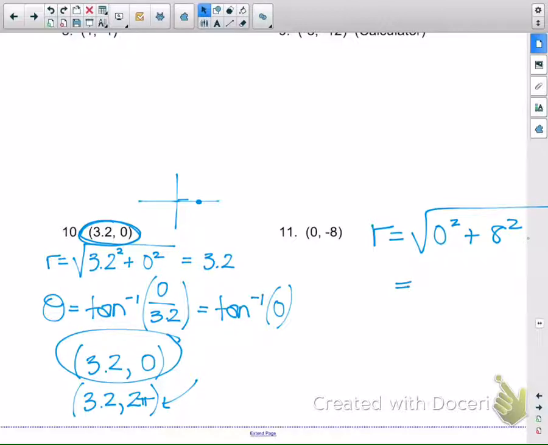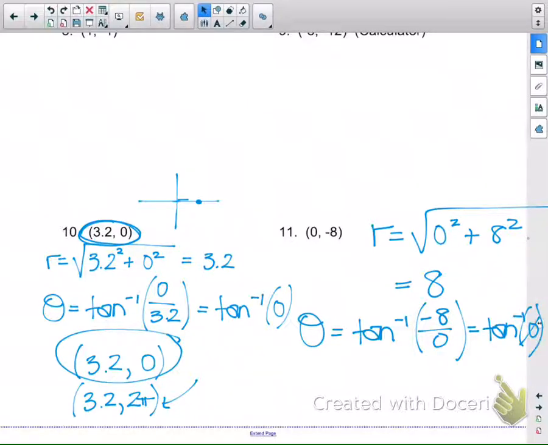What am I going to get for my r? 8. Again, this one is a non-calculator, and you're going to see why in just a second. When I do inverse tangent of y over x, I am doing the inverse tangent of what? Undefined. Yes, you need to recognize that that gives you undefined.